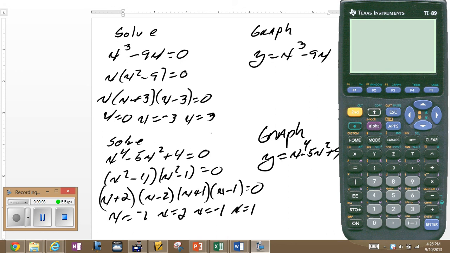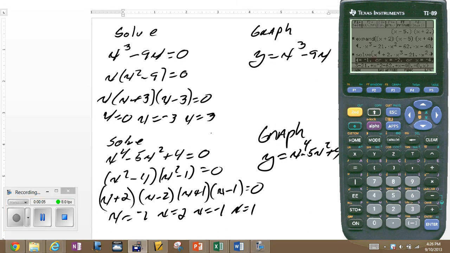Okay, let's look at some features on our calculator. Previously, we looked at how we could use the F2 menu of the TI-89 to solve these equations, to factor expressions. That's all here from the previous show. Again, if we want, we can review that again.